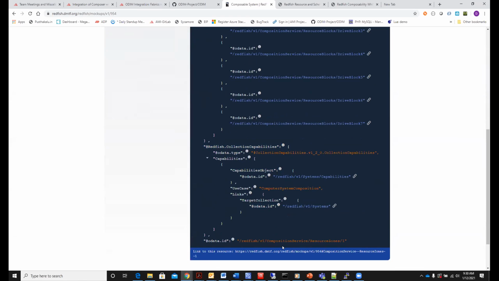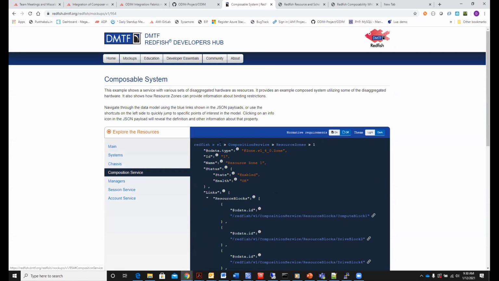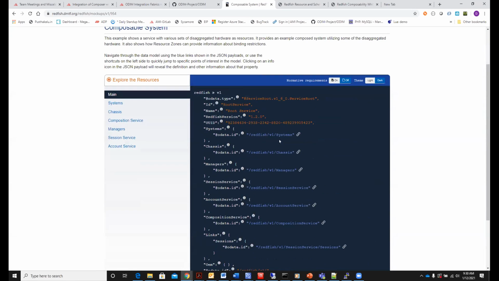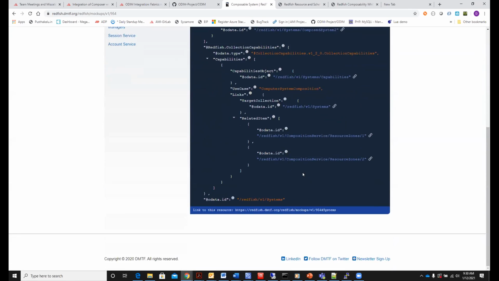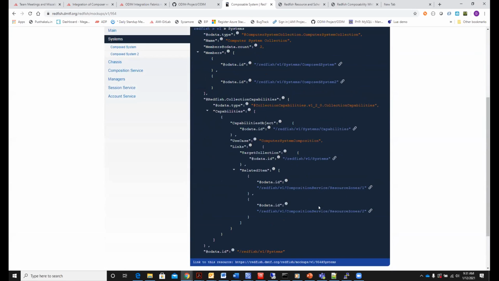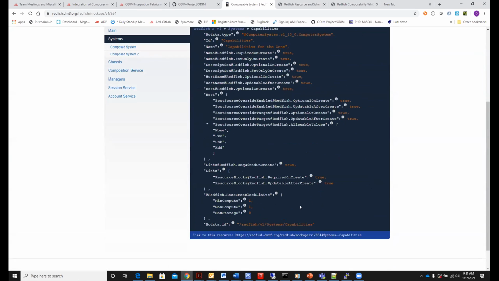Where's the enumeration of the actual capabilities? You go to system. Maybe I go to systems capabilities. Okay. System collection has systems capabilities. Systems capabilities, what are they? You know, power on, shut down. I mean, I'm just trying to understand what the actual capabilities might be.